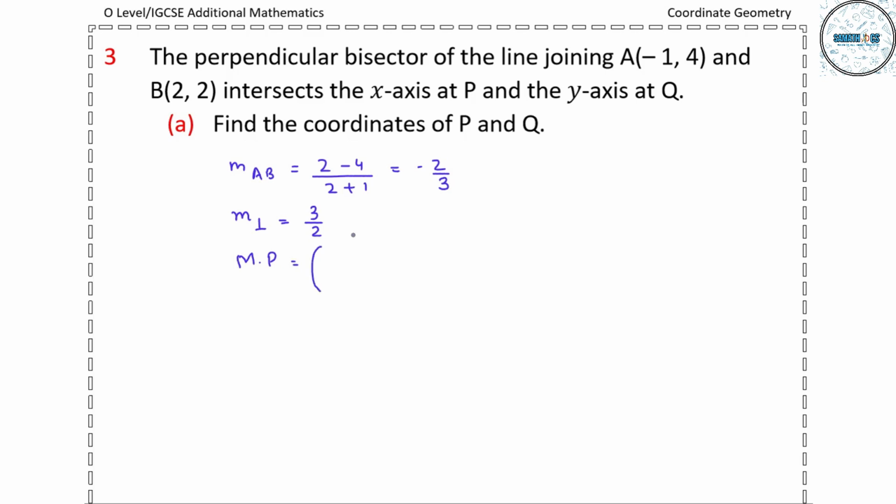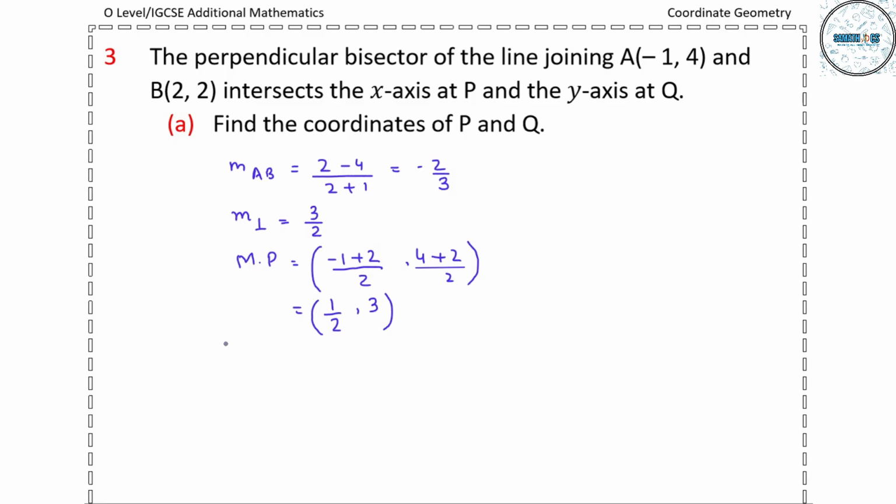For midpoint, we will add x values and divide it by 2. We'll add y values and we will divide it by 2. So we have here minus 1 upon 2, comma, 3. Minus 2 plus 1 is minus 1, so it is minus 1 upon 2. 4 plus 2 is 6. 6 divided by 2 is 3.